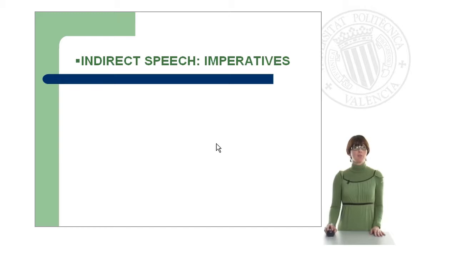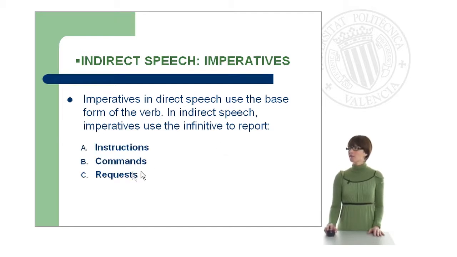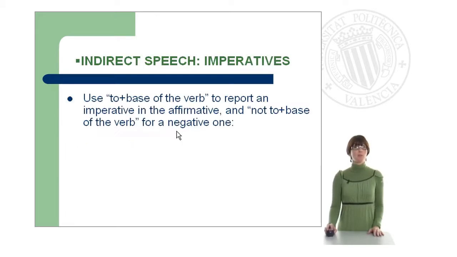Now let's have a look at the imperatives. Imperatives in direct speech use the base form of the verb. For example, eat your soup. In indirect speech, imperatives use the infinitive to report one of the following cases: instructions, commands, requests, or invitations. Now let's have a look at the formation of imperatives. We normally use to plus the base of the verb to report an imperative in the affirmative, and we use not to plus the base of the verb for a negative one.